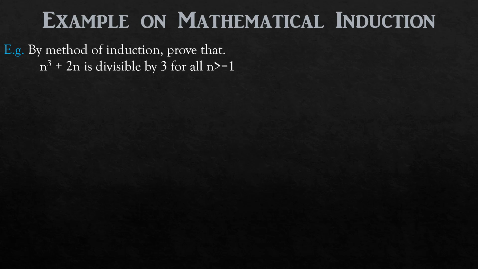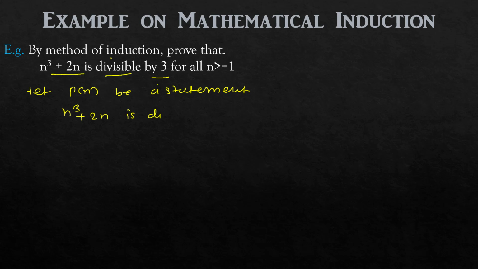Now, next example, by method of induction, prove that n cube plus 2n is divisible by 3. I already told you, divisible and multiple, both we have to solve by the same method, the concept of both is the same. So let P of n be a statement. What is the statement? That is n cube plus 2n is divisible by 3.